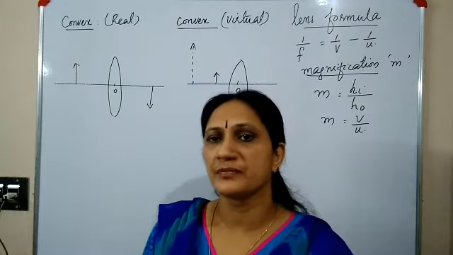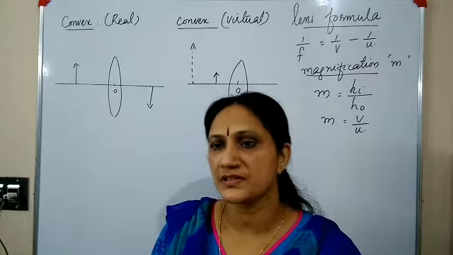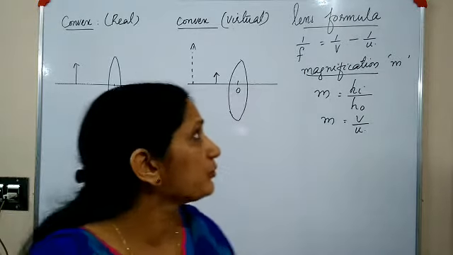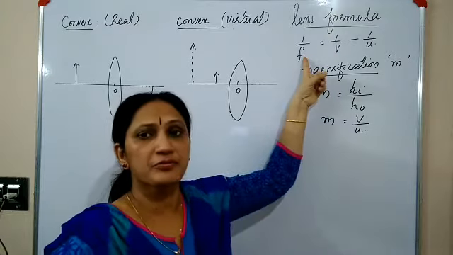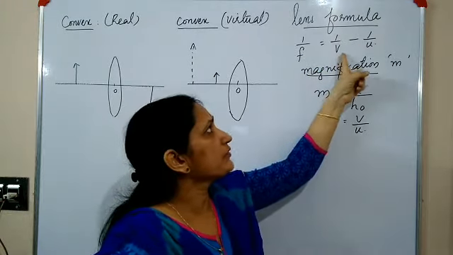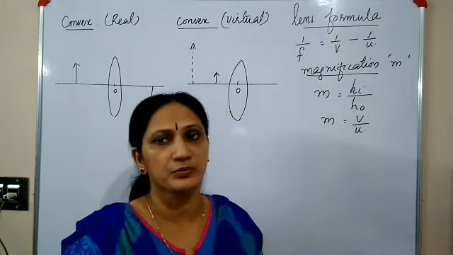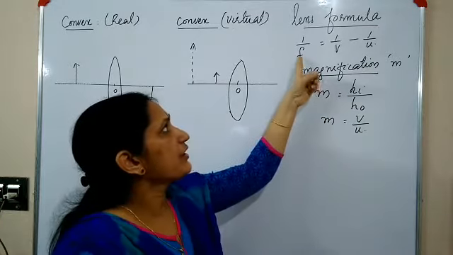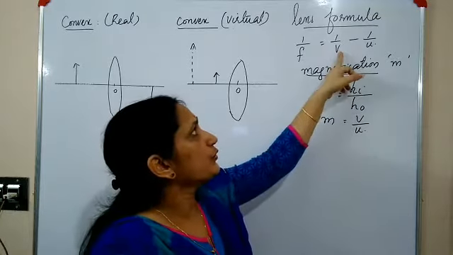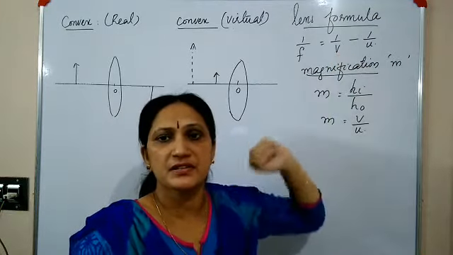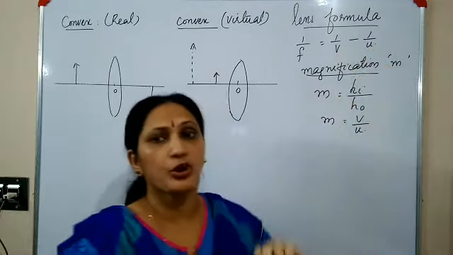Good morning, students. Next topic for discussion is Lens formula. This is the lens formula: 1/f = 1/v − 1/u. Here f stands for focal length of the lens, v means image distance, and u means object distance.